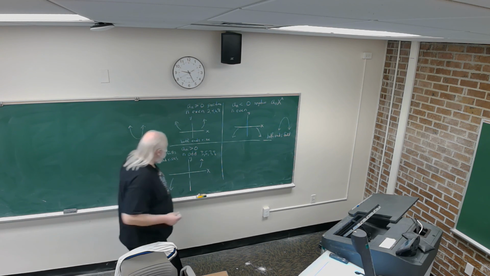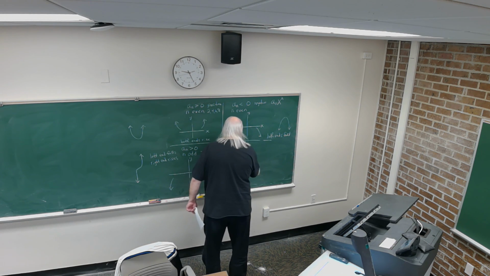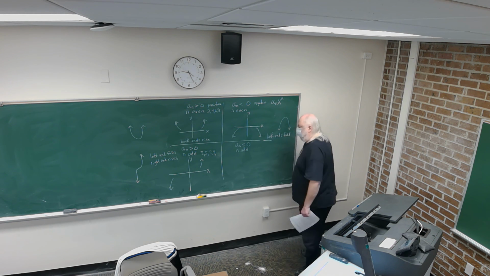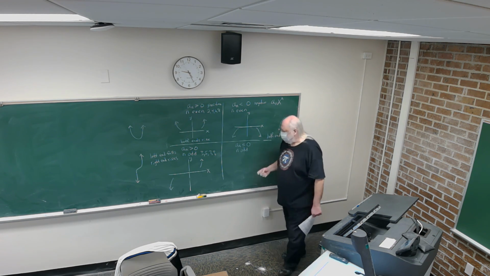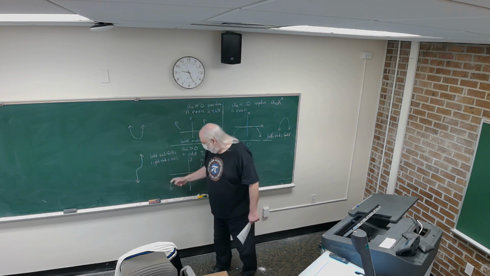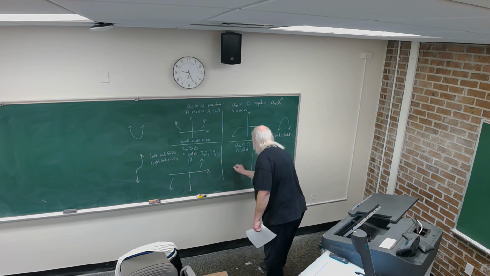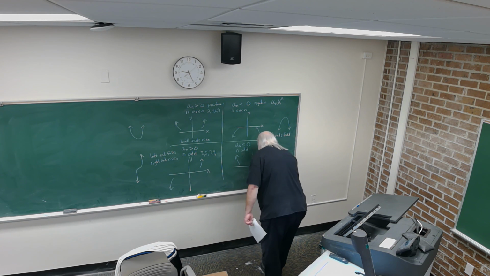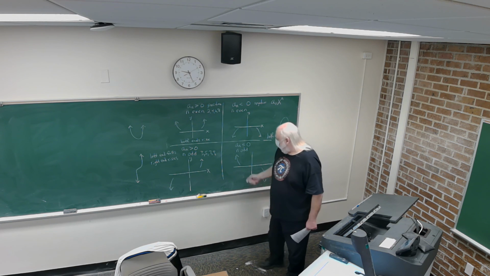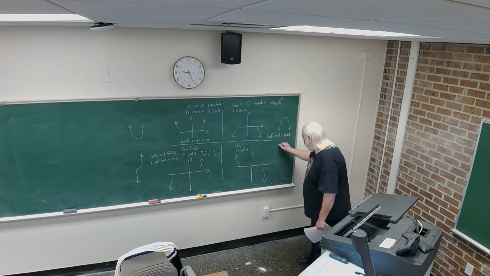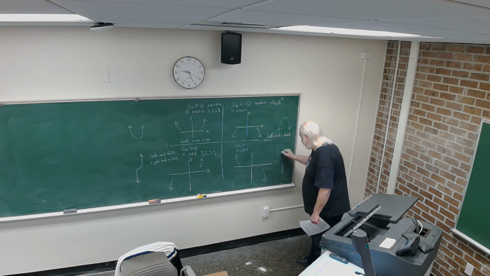Then lastly, we have the case where the leading coefficient is negative and the degree is odd. And when the leading coefficient is negative and the degree is odd, we just have the opposite. The left end's up and the right end's down. The end behavior is like the cubing function flipped over, where the left end goes up and the right end goes down.